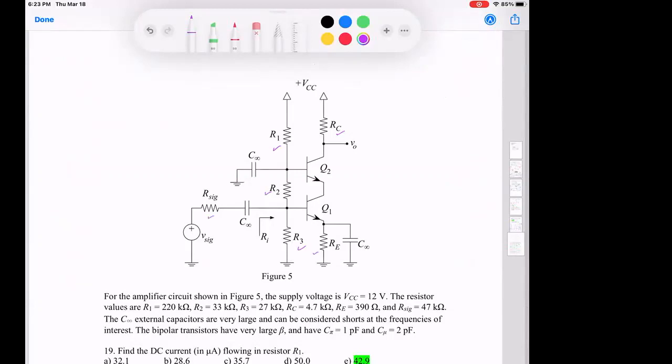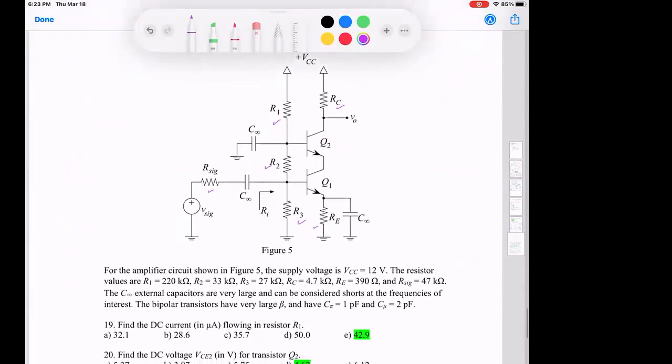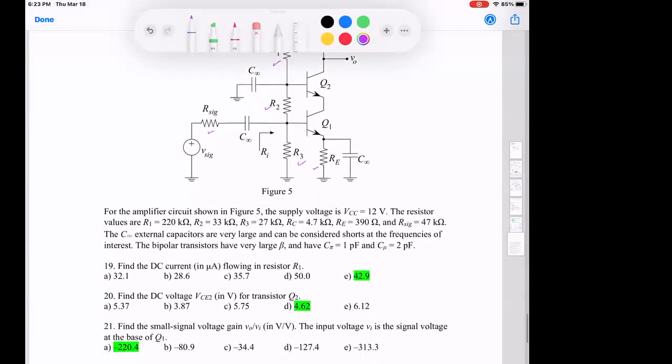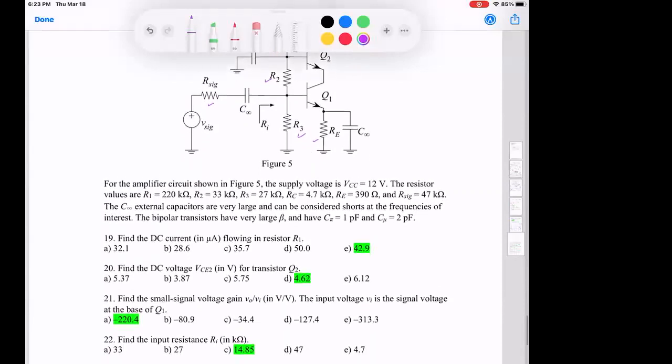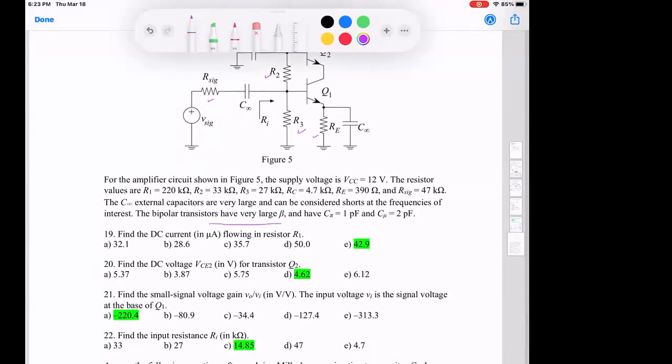Okay. And then he's saying the C infinity capacitors are very large and can be considered short, as we agreed for the frequency of interest, and the bipolar transistors have very large beta. As soon as he says very large beta, this means that IB is 0 and R pi tends to infinity. So we can treat them like an open circuit. So we have C pi equal 1 and C mu equal 2 picofarad.